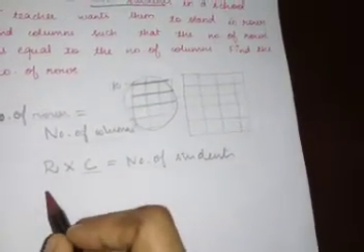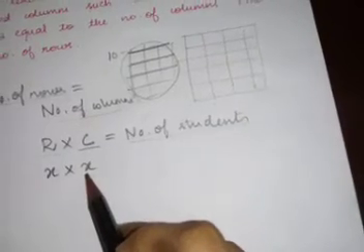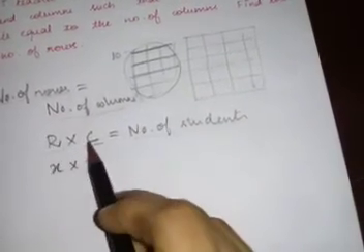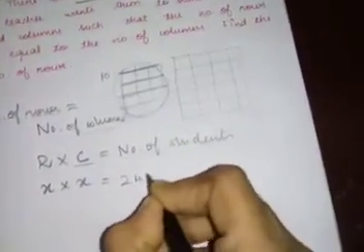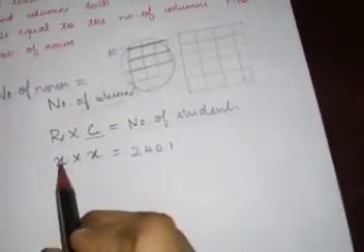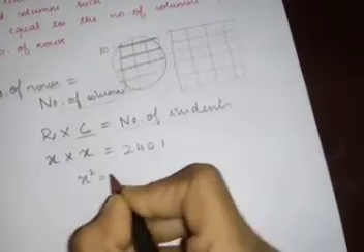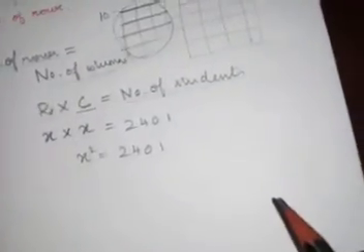So if the number of rows is x, then the number of columns will also be x. Correct? Because here rows and columns are equal. So what is the number of students here? 2401. x into x is what? x square is equal to 2401. So if you want to find x alone, what should you do?